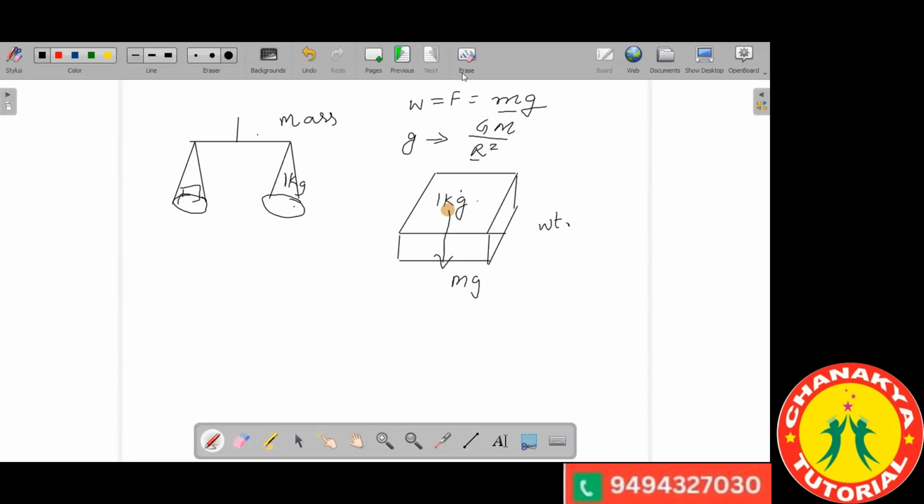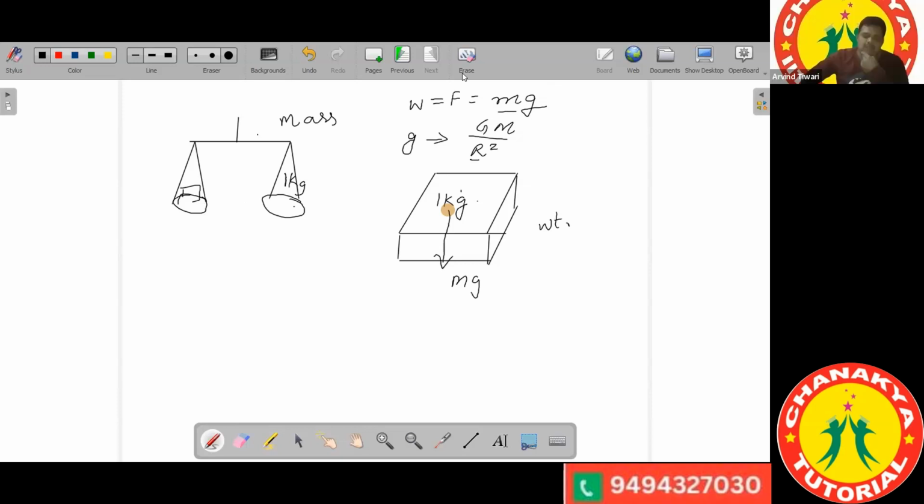No, sir, I was asking if it could be zero. Okay, if you have acceleration due to gravity equal to zero, if in any situation you are experiencing zero acceleration due to gravity, your weight will be zero. Let us see some situations of weightlessness. What are the situations of weightlessness?